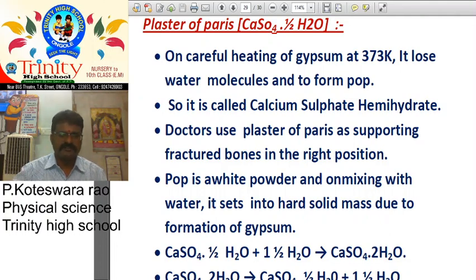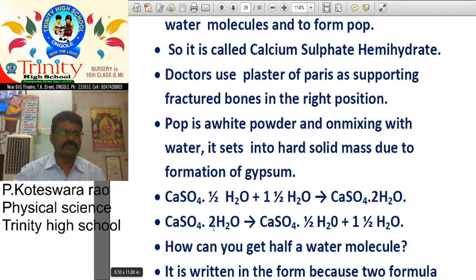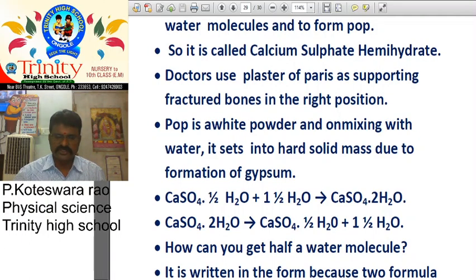So is it a reversible process? Here it is not a reversible process, because when POP is mixed with water, a chemical reaction takes place and it turns into the solid state of CaSO4·2H2O. Most of the members think it is a reversible reaction, but it is not. Chemically it appears to be like that, but some chemical reactions are going on internally.